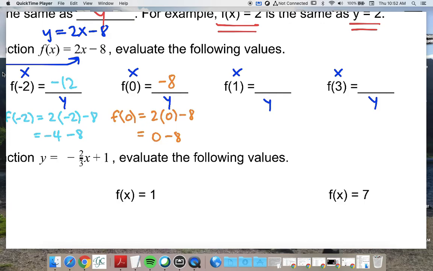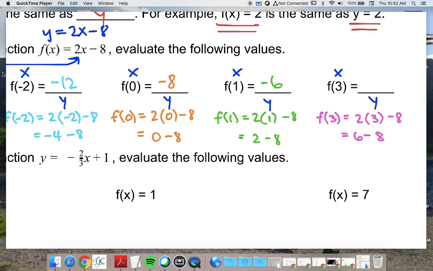Then we'll plug in positive 1, so f of 1 will be 2 times 1 minus 8. 2 times 1 is 2, minus 8 gives us a negative 6 as a y value, so the ordered pair 1, negative 6. And then lastly, we have 3, so f of 3 is equal to 2 times 3 minus 8. 2 times 3 is 6, minus 8 gives us negative 2 as our y value. So that would be the ordered pair 3, negative 2.